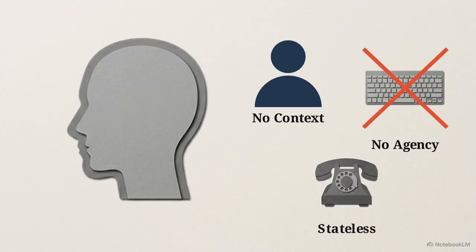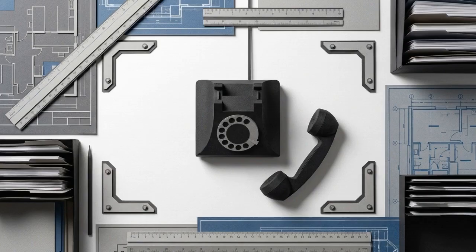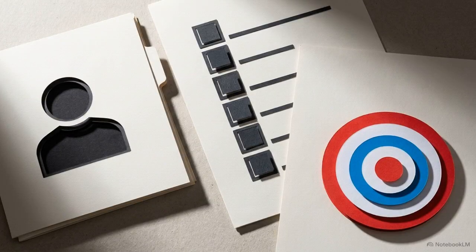memory wipes completely clean. If AI is a text-in, text-out system, a blind expert on a phone, then making it useful requires building a physical infrastructure to fix those specific limitations. We solve the amnesia before the call starts by handing the specialist a detailed client file. This file contains everything they need: who you are, what you need, and what a good outcome looks like.